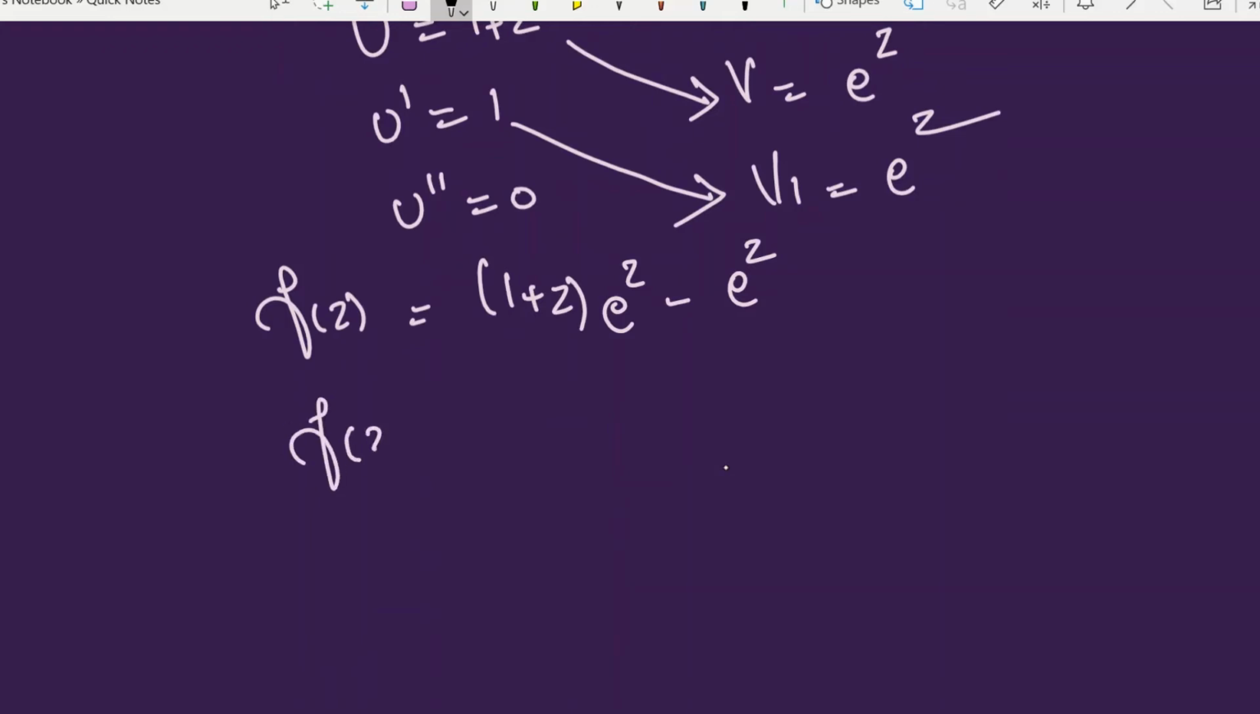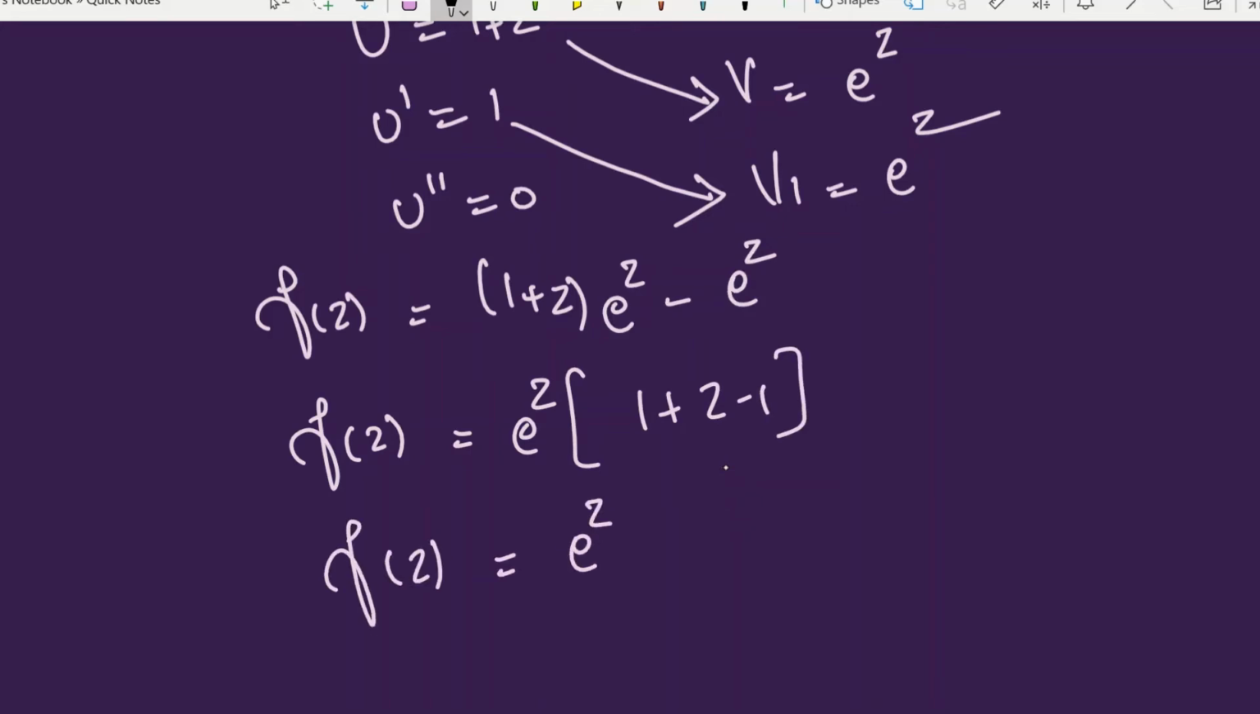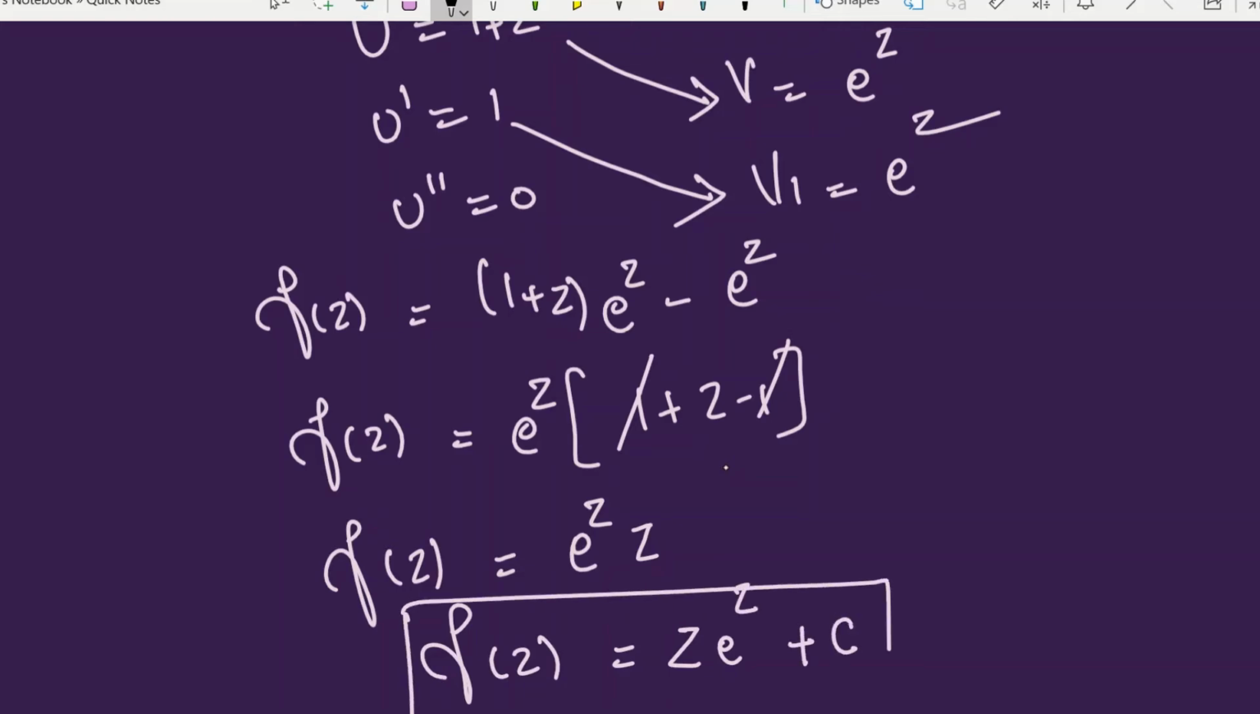F of z equals, taking e power z as the common term, e power z (1 plus z minus 1). The 1 and 1 get cancelled, so f of z equals z e power z, and finally add the integrating constant c. This is my analytic function. Next question.